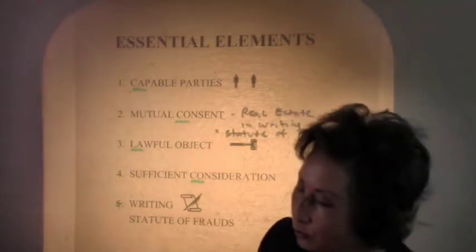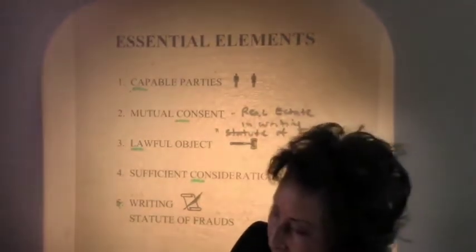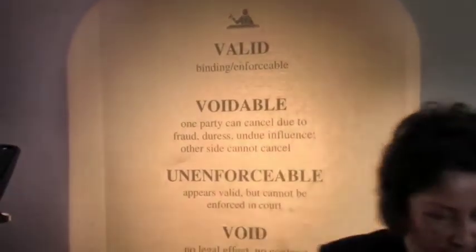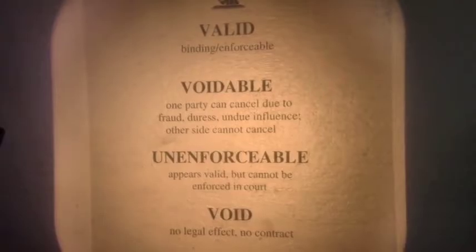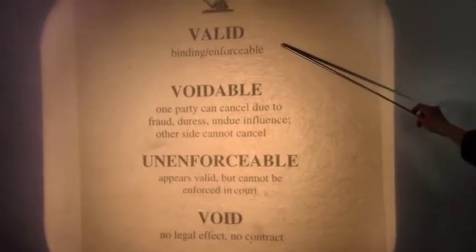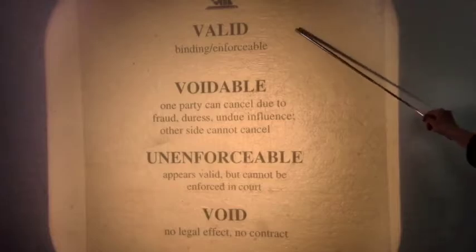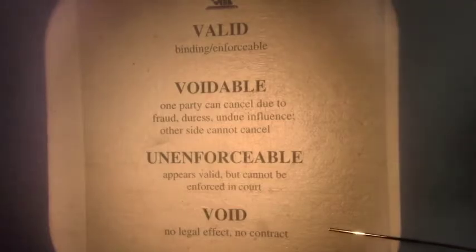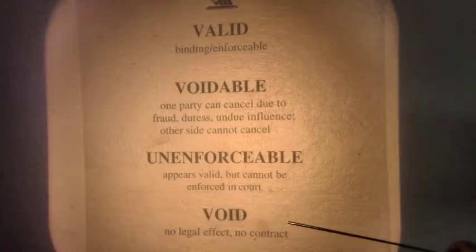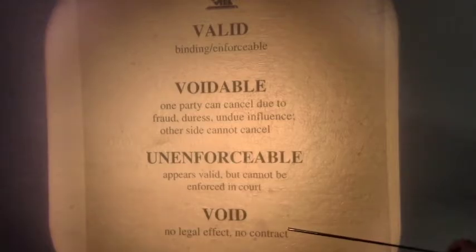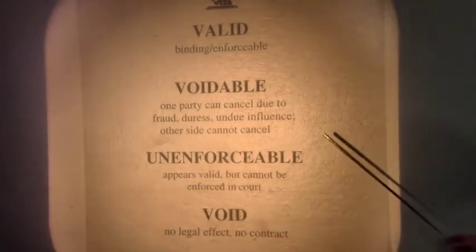Let's go back to this part right here now. All right, valid means the Coca-Cola, all 4 elements have to occur. That's easy. Void means one of the elements is missing. We will go over in class some of the scenarios, but right now you need to know what these mean.